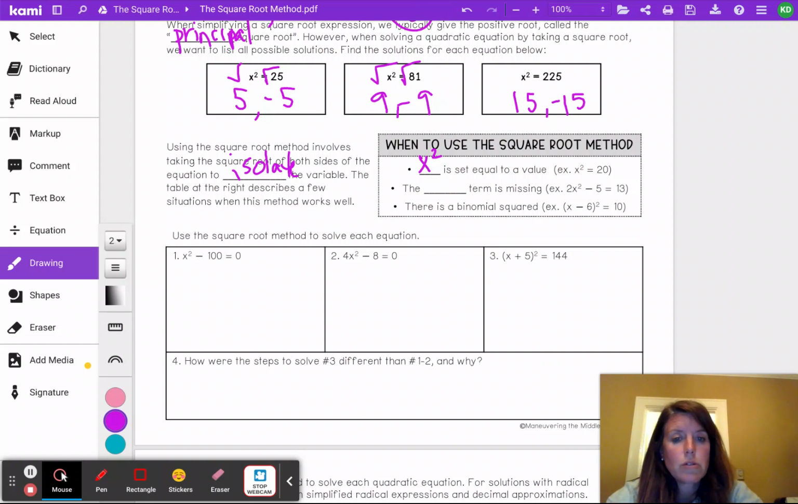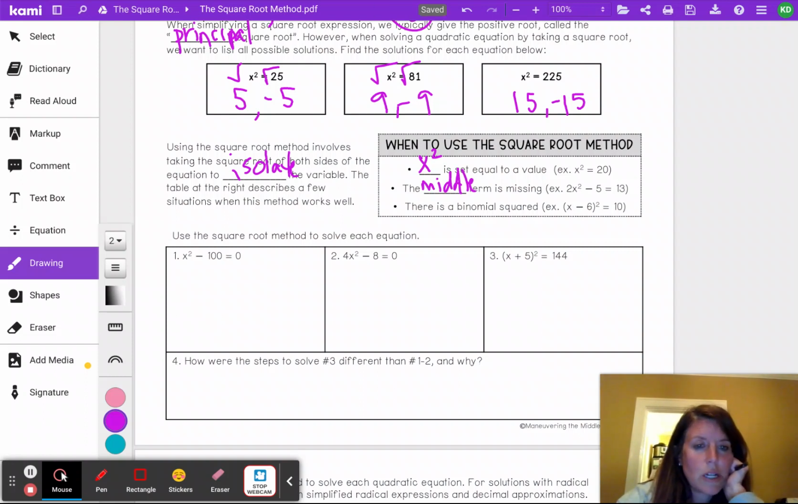Next, another time we would use it is when the middle term is missing. Let's look at this example right here. We've got 2x squared minus 5 equals 13. To solve for that variable and isolate it, first step, hopefully you all know, we would combine our like terms, so add 5 to both sides, and then divide by 2, and then take the square root of both sides to solve for x, because we need to get rid of that exponent. We need to get rid of everything that is with the x.